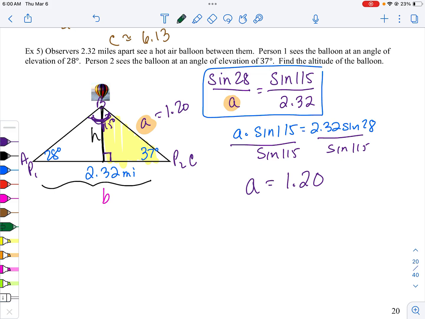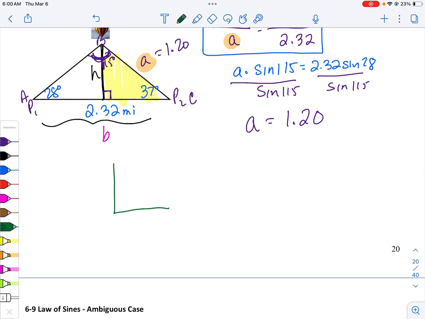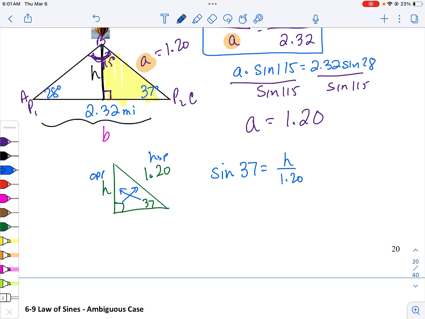So now if I pull that right triangle out here, the one on the right, okay, I know this is 37 degrees. I know the height, and now I know this is 1.20. Okay, so now I have enough for SOHCAHTOA. This is my opposite side. This is my hypotenuse. So just by coincidence, I'm using sine, even though we could have used cosine or tangent, and it's not law of sines, it's just sine. So sine of 37 is equal to the height over 1.20.